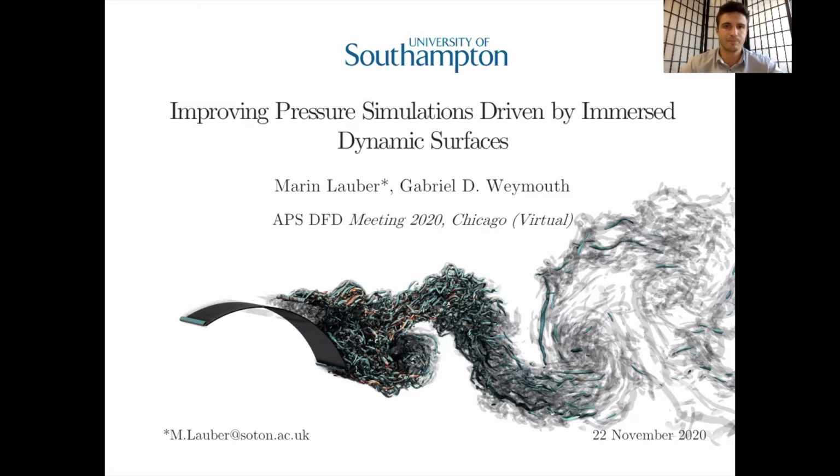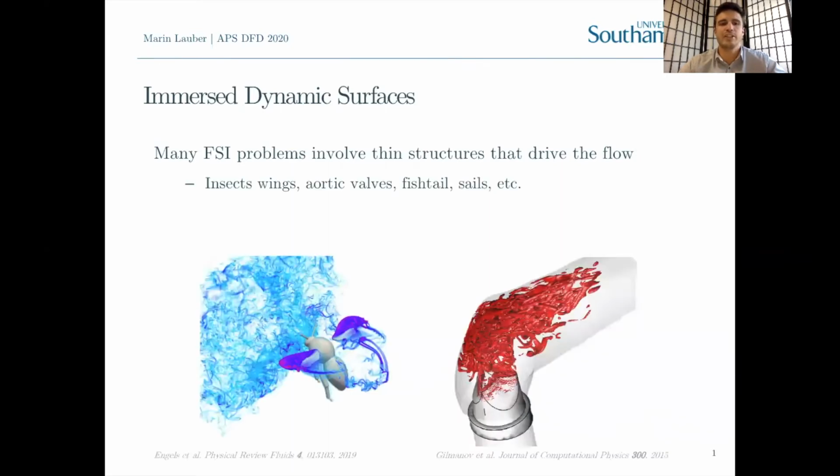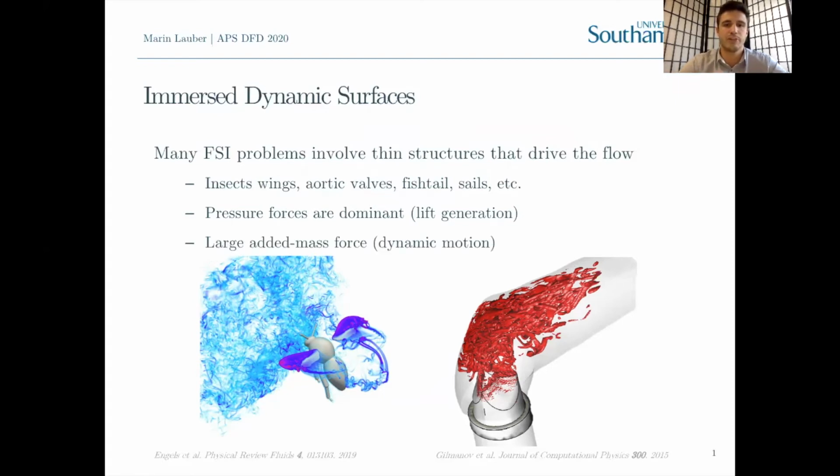So what do we mean by immersed dynamic surfaces? Those are all the FSI systems that involve a very thin structure that is driving the flow. You have examples of this in insect flight with insect wings, aortic valves, fish tails, and sails. The main characteristic of those systems is that pressure forces are dominant on the structure. You rely on this pressure force to generate lift, or to prevent the flow from coming back into your heart in aortic valves. And depending on the dynamics of the system, you can also have quite substantial added mass force acting on your structure.